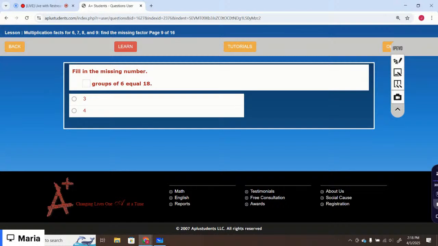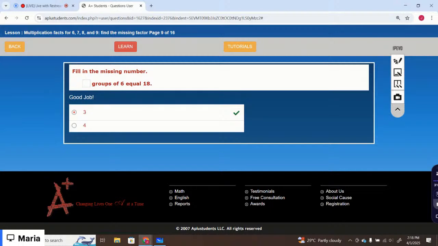Fill in the missing number. How many groups of 6 equals 18? That is 6 times 3 is 18. So 3 groups of 6 equals 18. Very good.